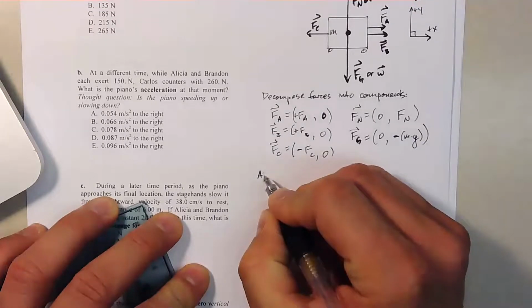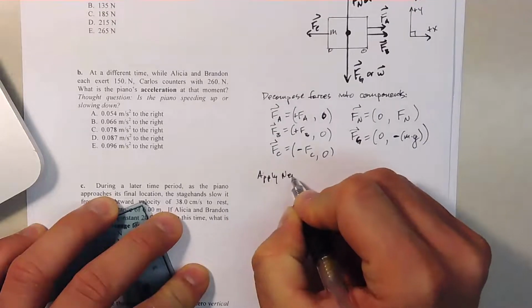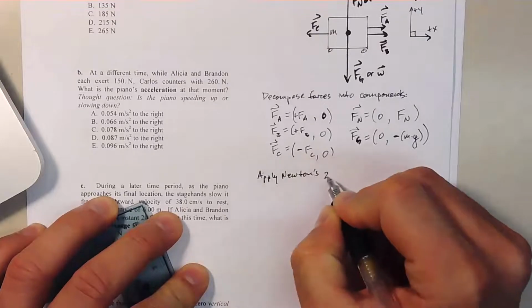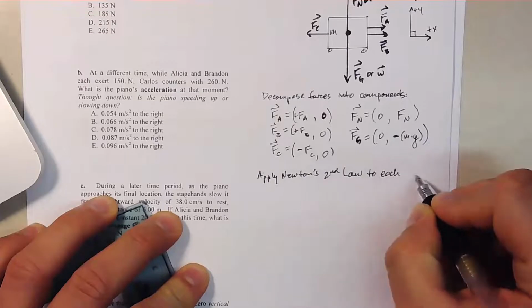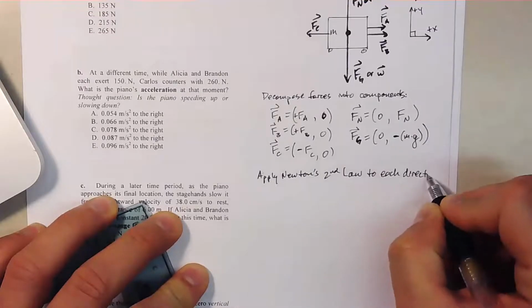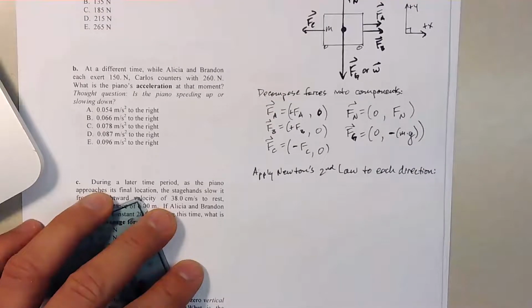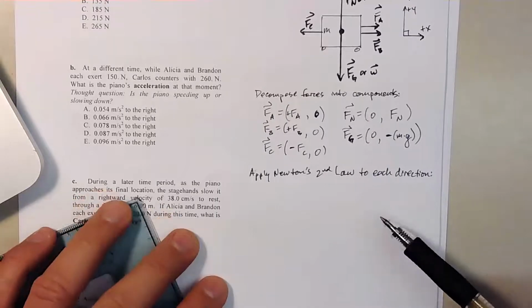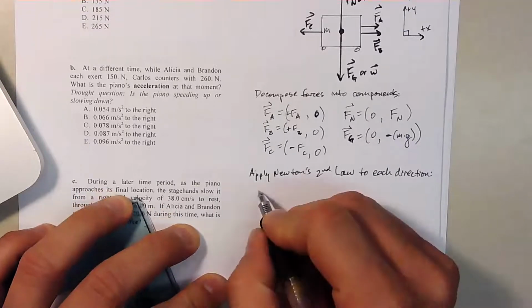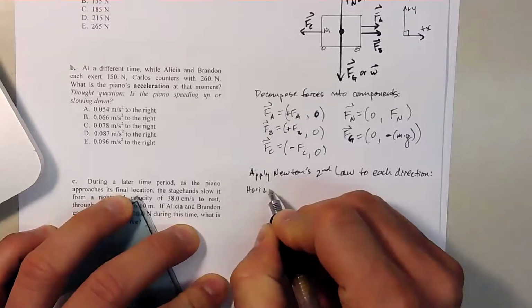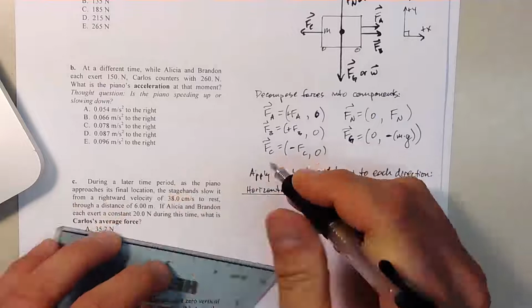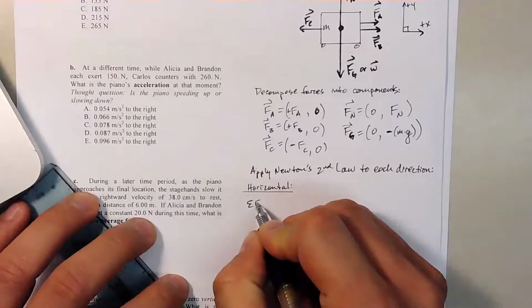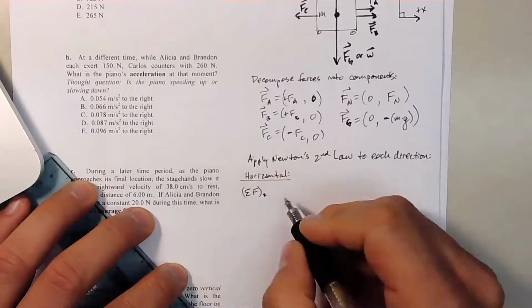So now we can apply Newton's second law. We can apply Newton's second law to each direction. Let's see if something interesting happens. In the horizontal direction, we have the sum of the x components of all of the forces.